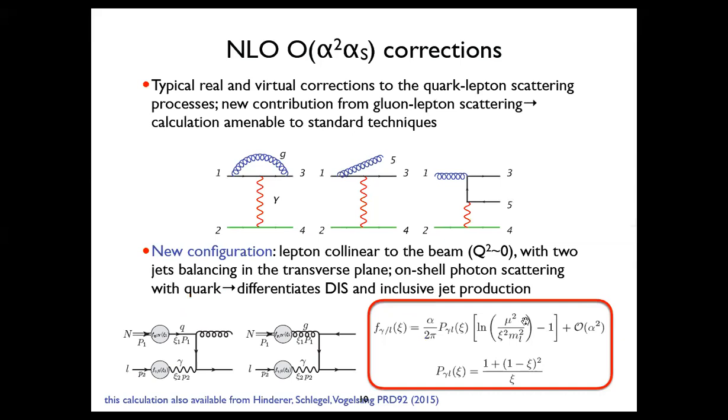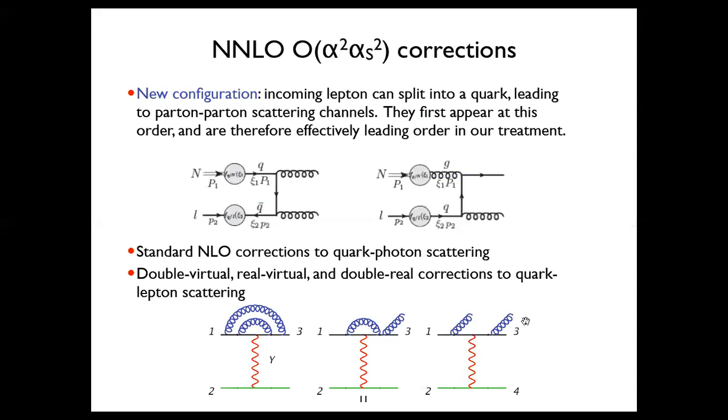What we wanted to add to this was the next-to-next-to-leading order corrections to see what happens to the perturbative expansion. There are a few things that happen at the NNLO level. First of all, there is a new contribution that occurs. It comes when an incoming lepton splits into a quark. This leads to basically di-jet contributions at this order in perturbation theory. I'll come back to this later in the talk when I talk about the polarized collisions. In any case, this is a new configuration that appears at next-to-next-to-leading order.